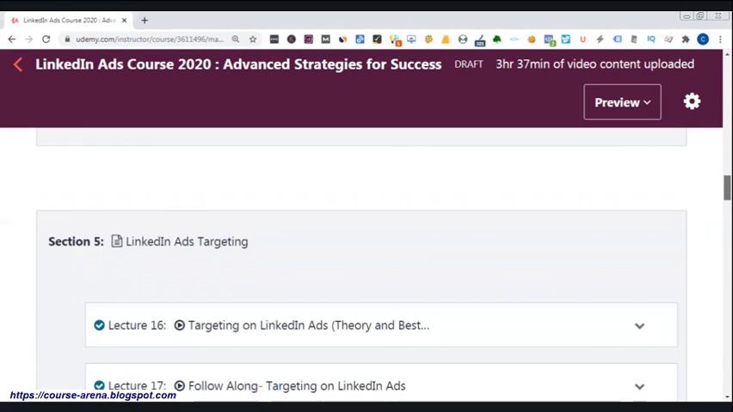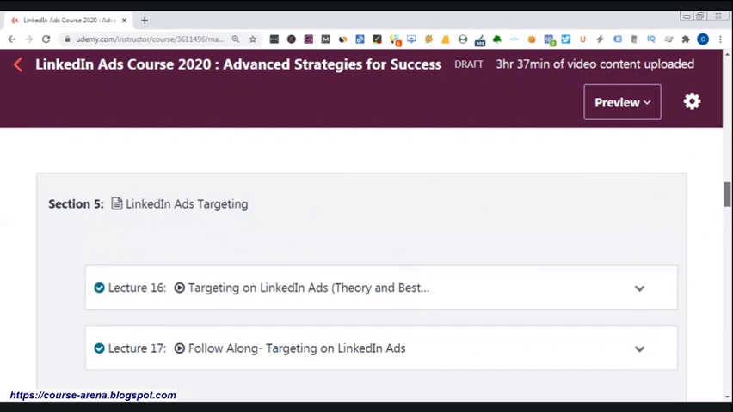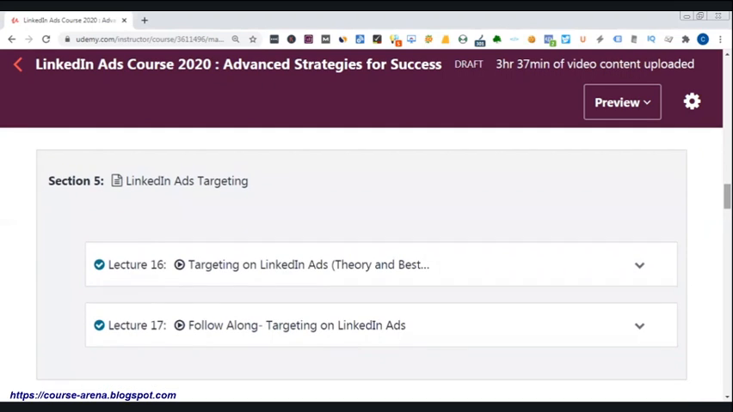Then we will be discussing LinkedIn ads targeting. What are the best practices for LinkedIn ads targeting? How should you strategize your targeting, how should you break up your campaigns, whether you should use audience attributes, matched audiences, or remarketing audiences. And we will also be setting up the targeting for the campaign that we will be developing through this course.